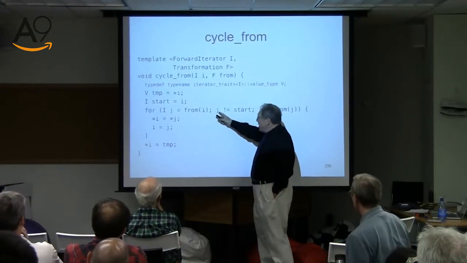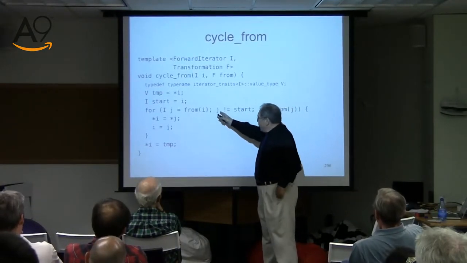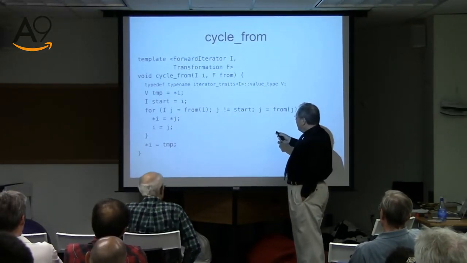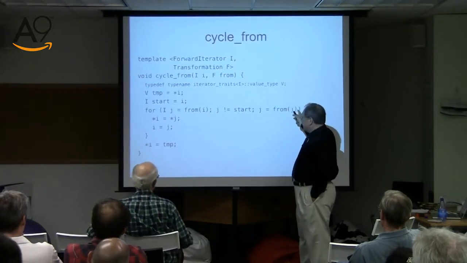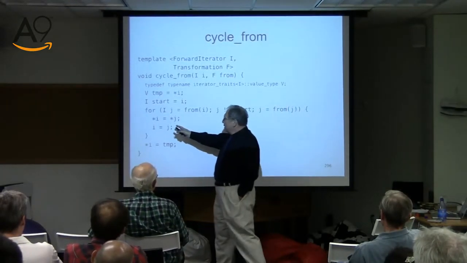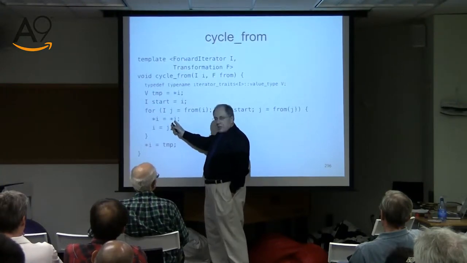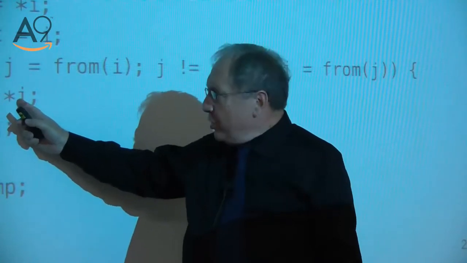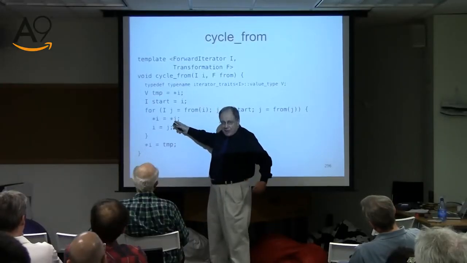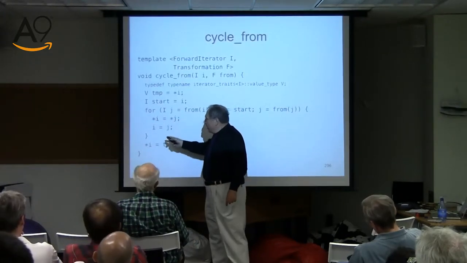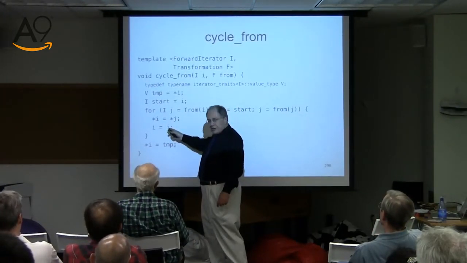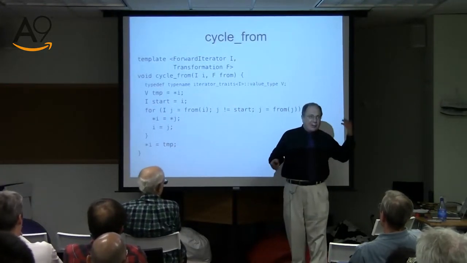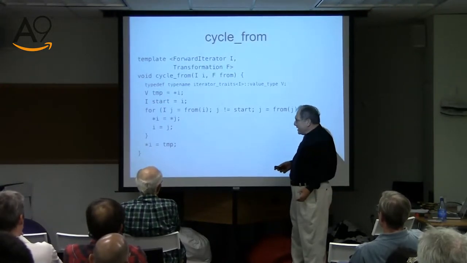And while J is not equal to start, I'm going around the thing, and then keep going. J is where the guy going into I comes from. So I'm moving him into I, and moving J to I, and sending J actually backwards. Right? It's a very simple for loop.